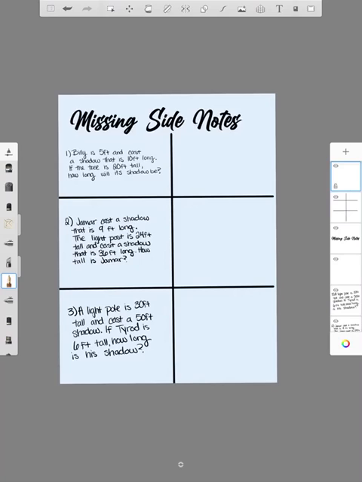We left off yesterday, and we're going to talk about missing sides. All right. Today we're going to really talk about what I like to call tall over shadow. I really like it. It's really simple. I love working with proportions, so I'm glad I'm doing these notes today.